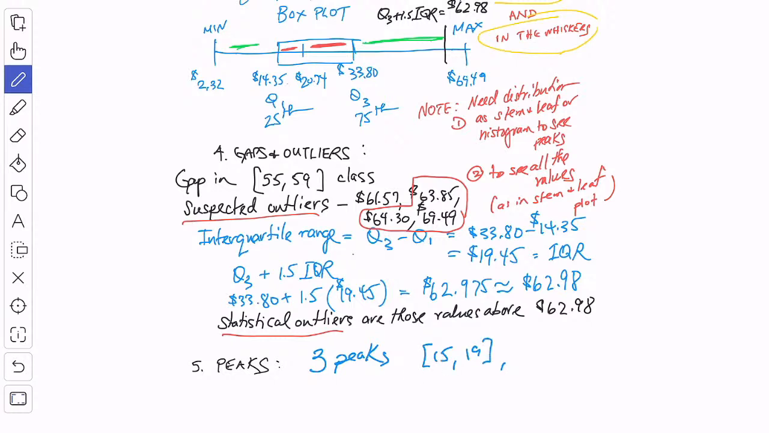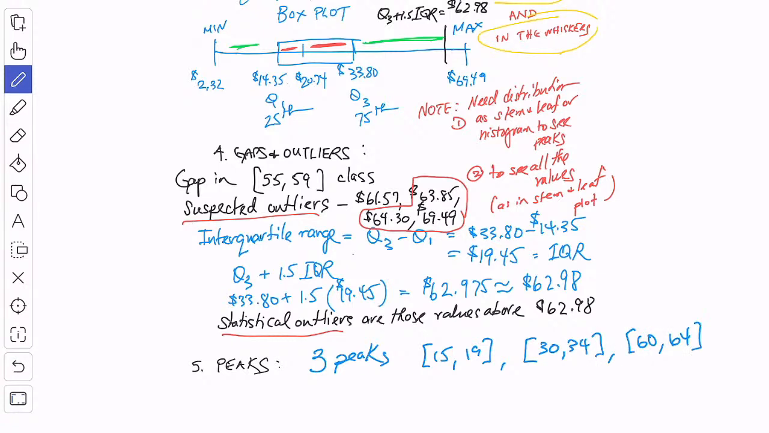Now I'm referring to the graph for the peaks. I'm not sure if I went back to the original data for the peaks, so let's just do that. Everything else I use the original data for the summary statistics, but I'm referring to the graph and talking about peaks. So 15 to 19, 30 to 34, and 60 to 64.